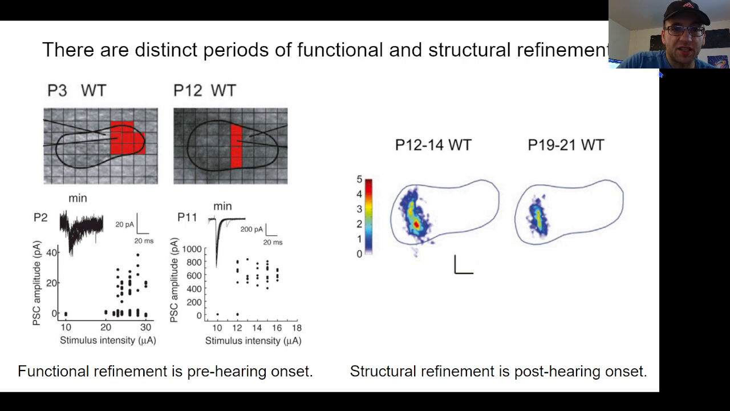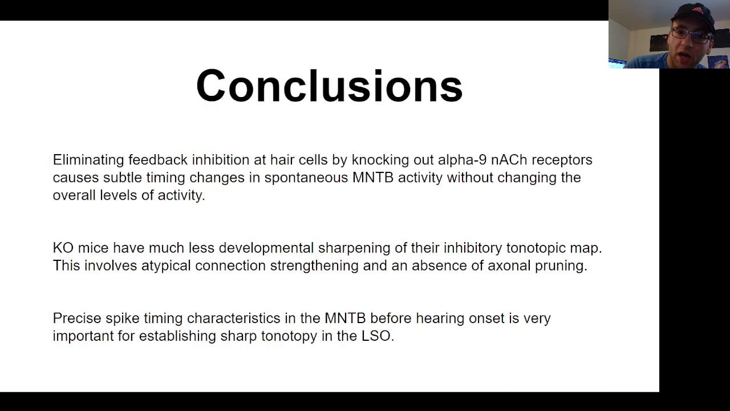And, last but not least, there are distinct periods of functional, so kind of strength, and structural refinement. The functional refinement is pre-hearing onset, right? We saw this in the wild type mice. We saw the sharpening right before hearing onset of the influence of MNTB onto LSO. And we saw equally in the electrophysiological recordings, when we were driving current in there, that those individual influences got a lot bigger over time as well, right? In the wild type mice, just developmentally from P2 to P11, your single smallest influence you can have downstream gets a lot bigger. So that's all pre-hearing, but once you're post-hearing, those functional refinements quickly get changed into structural refinements in the normal mouse, right? You have that iceberg sinking, and that iceberg sinking just does not happen with the knockout mice.